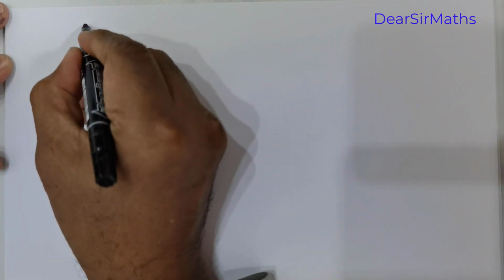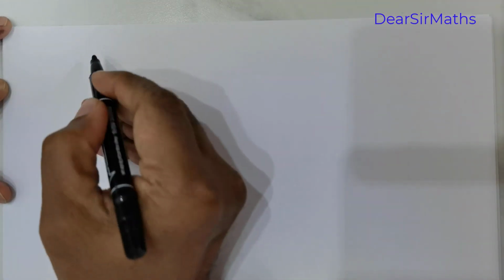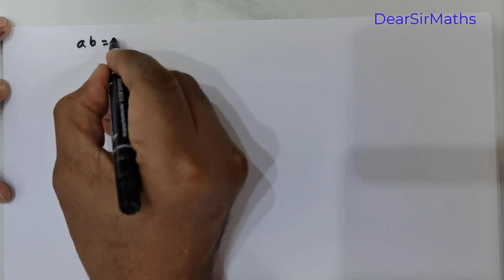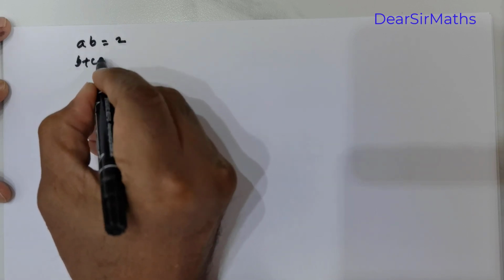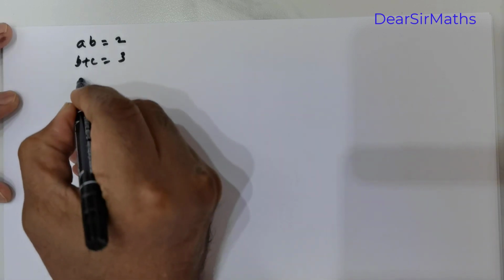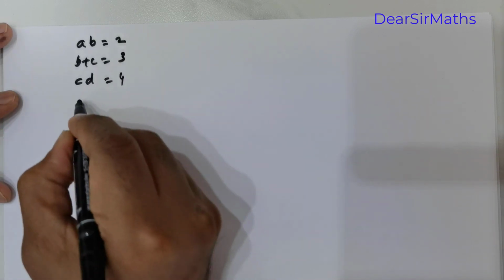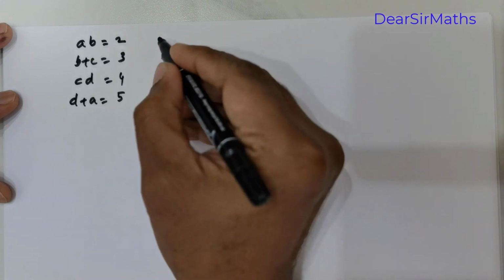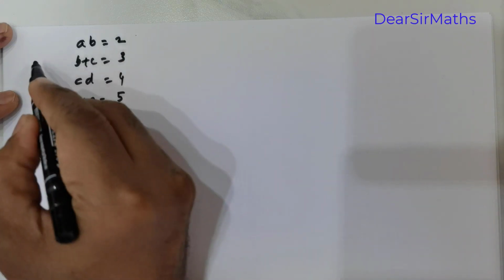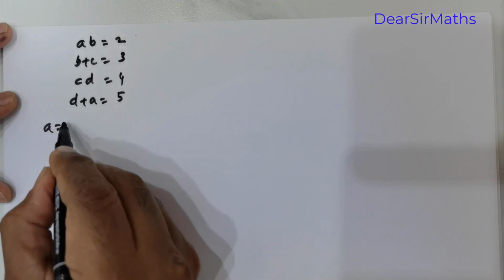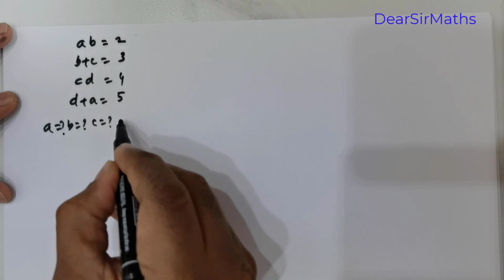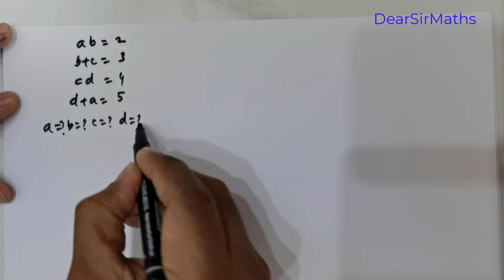Hi everybody, we've been given a system of equations. The first one is AB = 2, B + C = 3, CD = 4, and D + A = 5. We are expected to find the values of A, B, C and D.